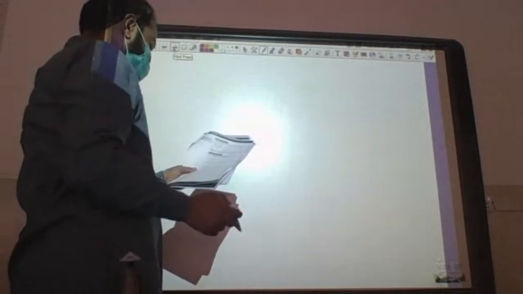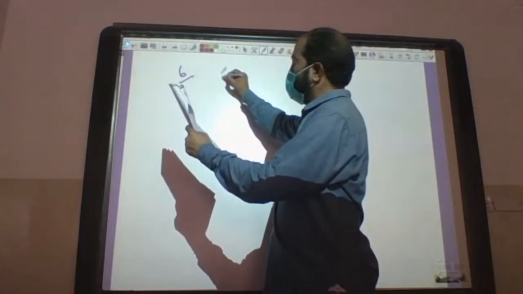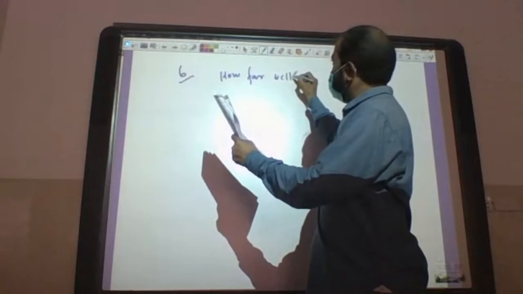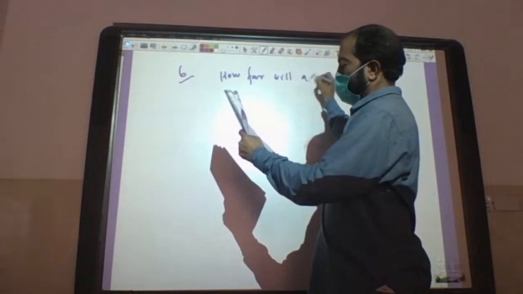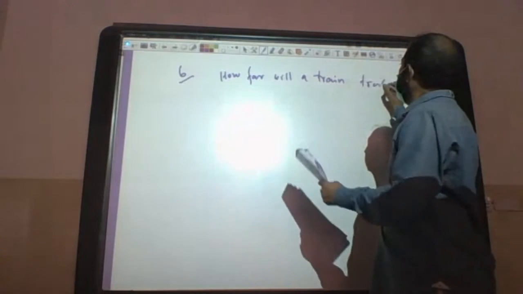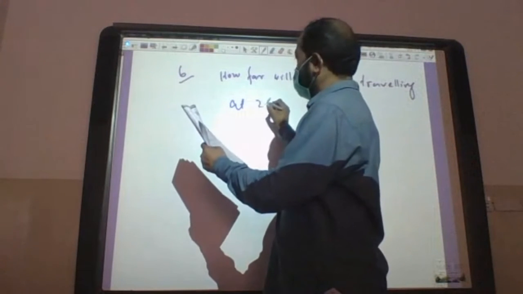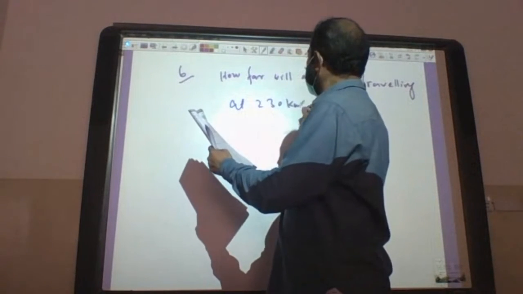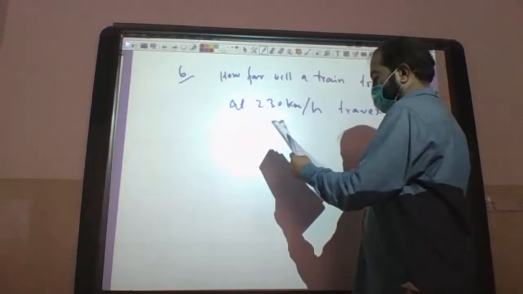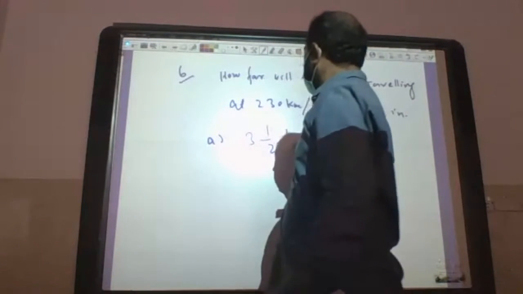Okay, one more question. How far will a train traveling at 230 kilometer per hour travel in 3.5 hours?